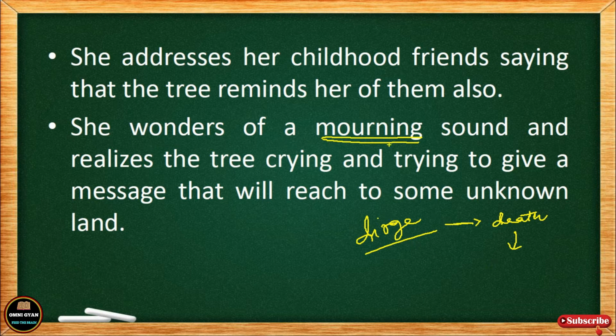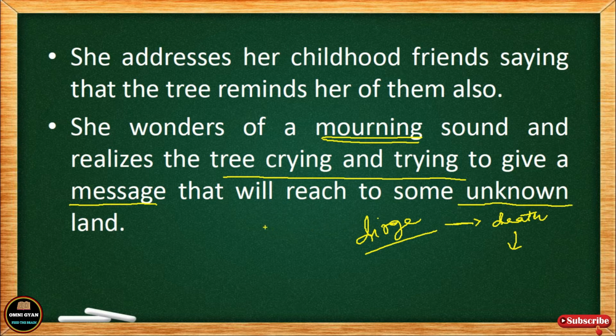So she wonders of a mourning sound and realizes that the tree is crying and trying to give a message. The poet can hear a crying melody, a crying tune, and that is coming from the casuarina tree. Us tree se jo ek rone ki awaaz aa rahi hai, aur poet wo sun sakti hai. Aur wo tree kuch message dena chahta hai. The tree wants to give a message that will reach some unknown land.